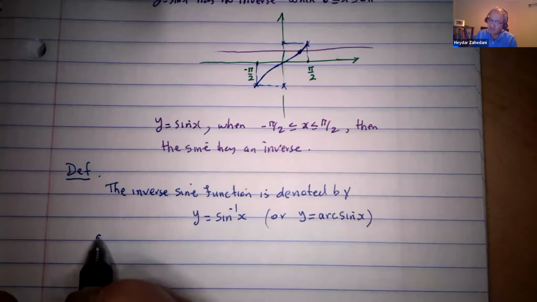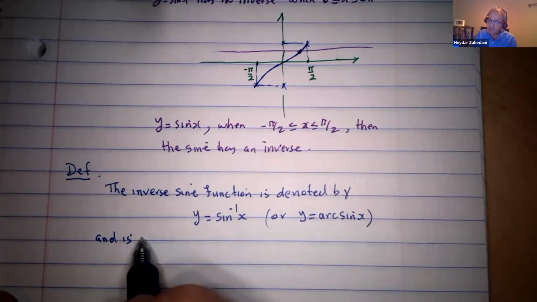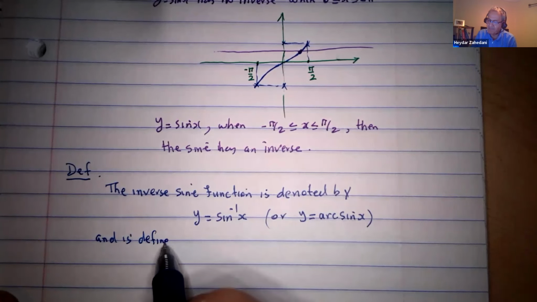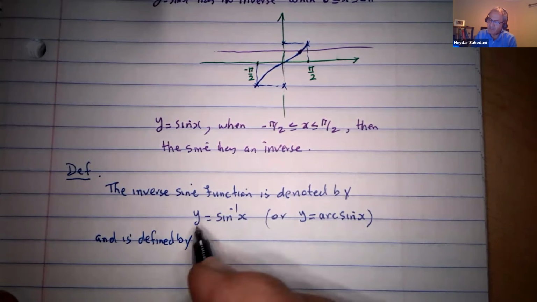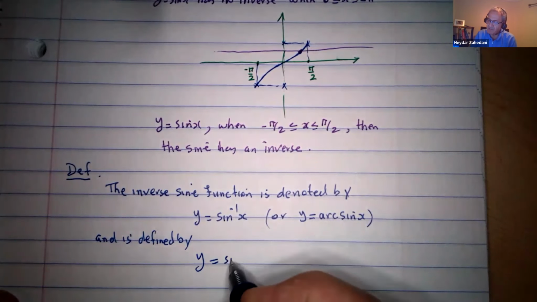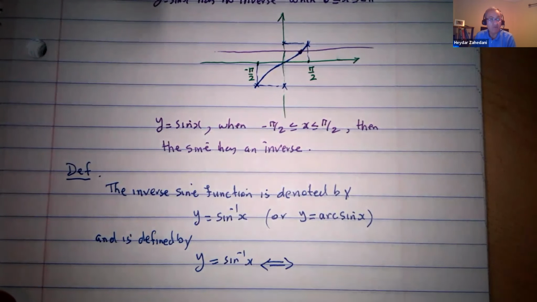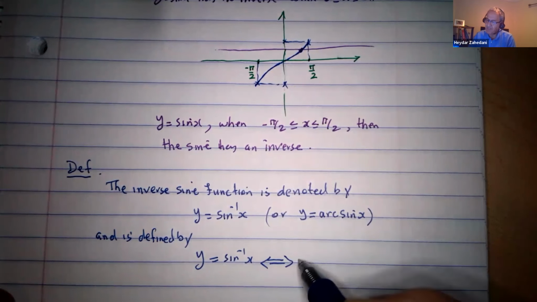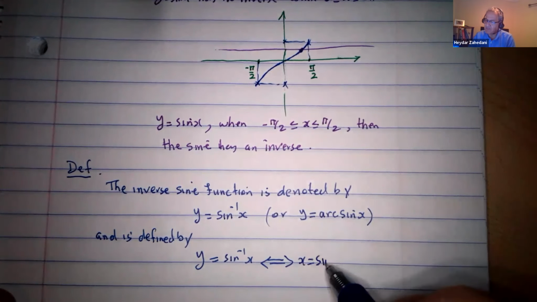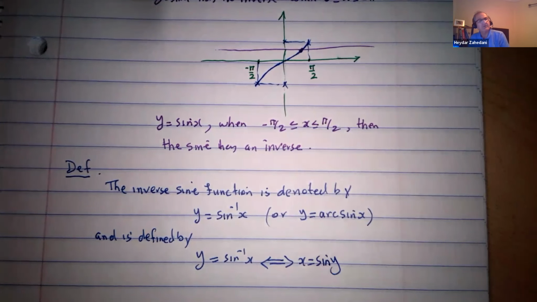And I'm going to define it. It is defined by y equal to sine inverse of x if and only if, when you switch it, x is equal to sine y. Okay, that's the definition of the inverse function. Your function is already solved for y, so if you can solve it for x, that tells you that you have that inverse.